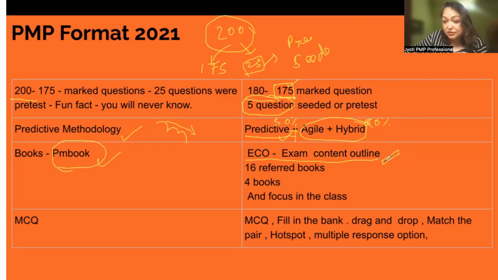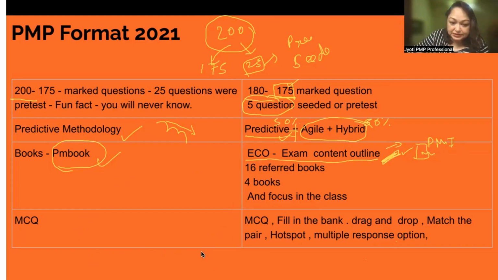When you register, you put in your application and everything. Then you will get an ECO in your own name, from PMI, right? So this outline gives you the framework of what the total content is and how the content will flow. It also refers you to 16 more books. So yes, things have changed a little now.